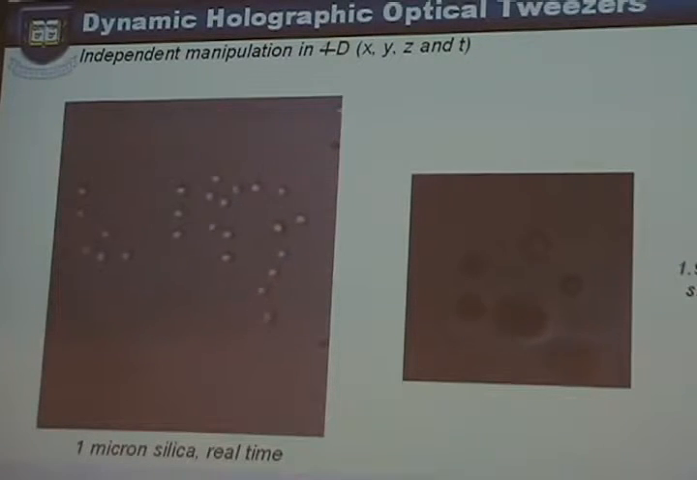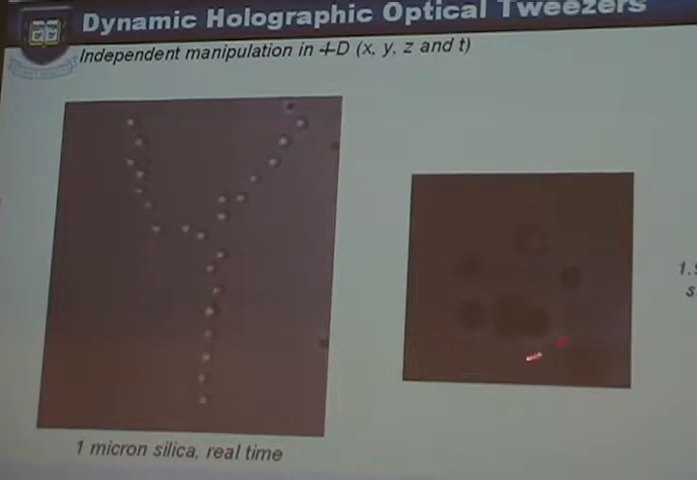But like I mentioned, with holographic traps, when we calculate our interference pattern at the entrance pupil of our microscope, it doesn't have to just be a bunch of collimated beams. They could be beams that are diverging or converging, and those converging or diverging beams will focus outside of the focal plane.